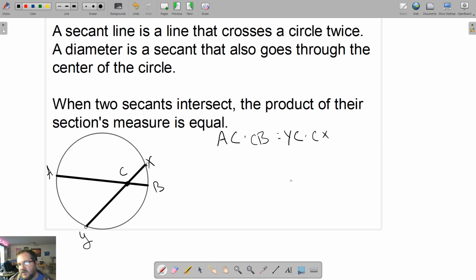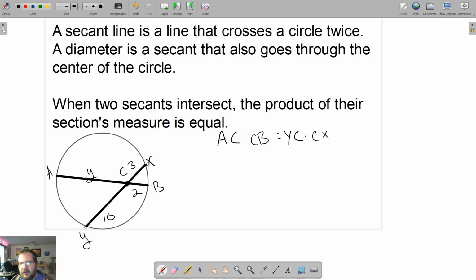And you can use this to find some missing values. So let's say, for example, here that AC is unknown. I'm going to call this, we'll use Y instead of X this time. I know that YC is, let's say, 10. I know that CX is, let's say, 3. And that CB is, let's say, 2.